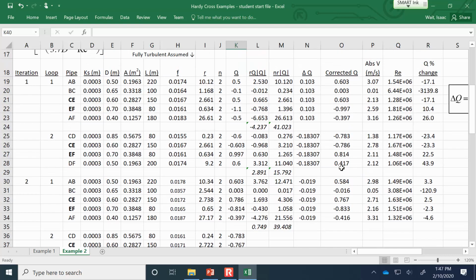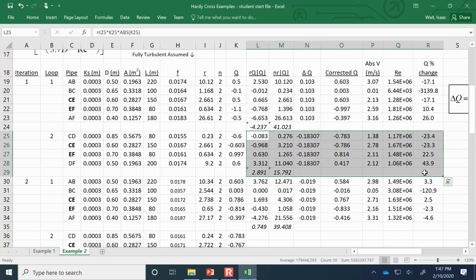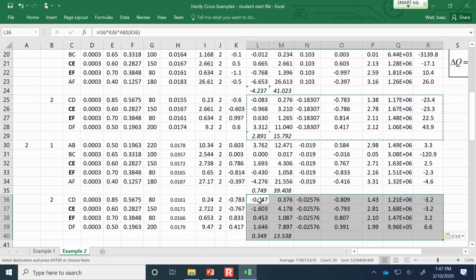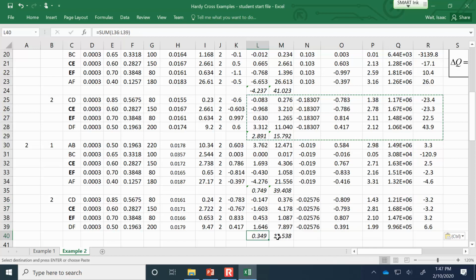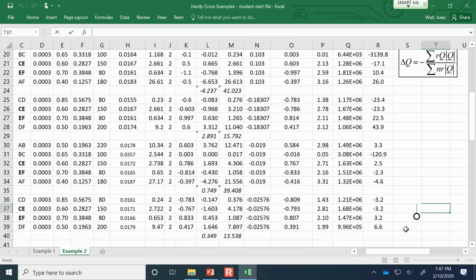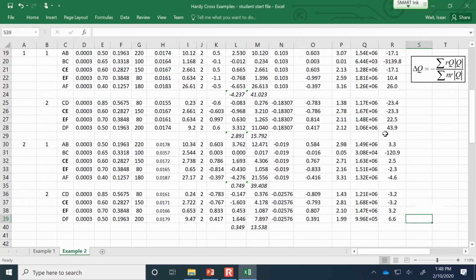And now let's copy all of this. So this is all the calculations associated with loop 2. So Control C, and then paste it into place. And it does the sum of all the corrections. It finds the delta Q, the corrected Q. And so you can see that we're not converged yet, but the difference is much smaller. And that gives us an idea that things are headed in the right direction.